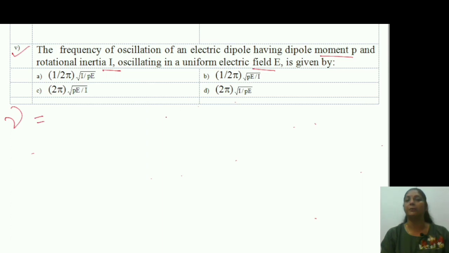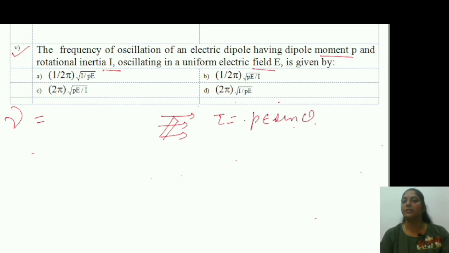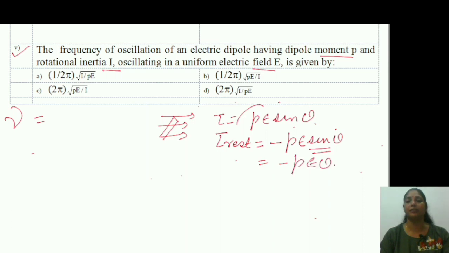You know, when a dipole is placed in a uniform electric field, it experiences some torque. That tau is given by PE sine theta. Now, due to inertia, it opposes the motion. So a restoring torque is developed in the dipole, and that restoring torque is in the negative direction to this applied torque. So it is minus PE sine theta. And when the angle is very small, sine theta tends to theta. So it becomes minus PE theta. This is equation number 1. This one is the restoring torque.